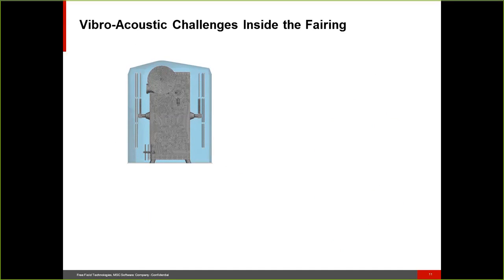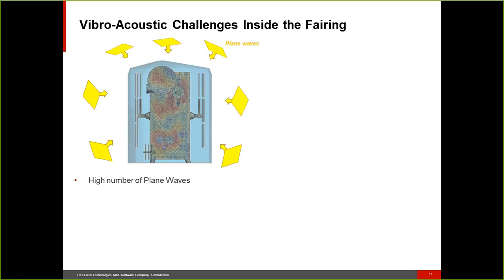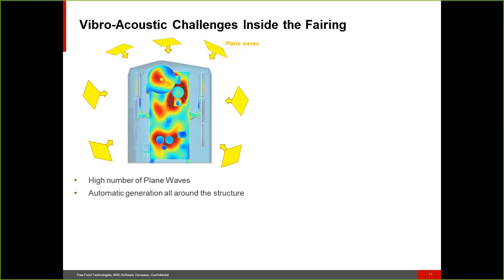We have seen that the broadband pressure inside the fairing is equivalent to a diffuse sound field. This diffuse sound field excitation is applied along the non-reflecting surface and represented by the superposition of a large number of plane waves with different orientation. The generation of the plane waves is automatically done around the structure and equally spread around the reference sphere.